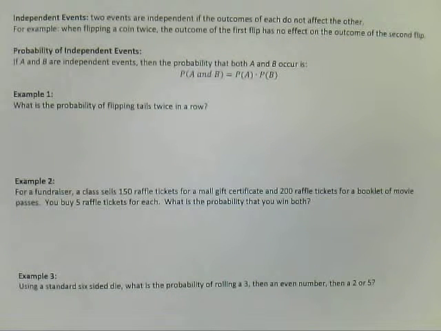Dependent events, which we'll get to later, are events that do actually affect one another. Say, for example, you draw a card off the top of a deck and then toss it aside and then try to draw a second card. The act of pulling that card off, throwing it to the side, and removing it from the deck changes the probability of the second draw. So we're going to start with independent events.